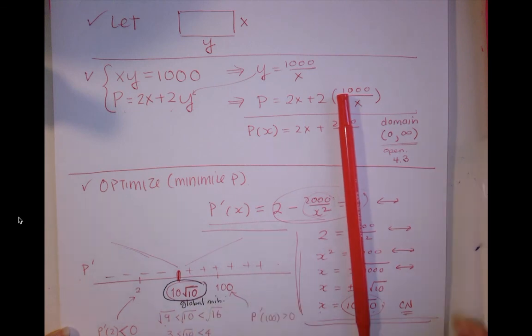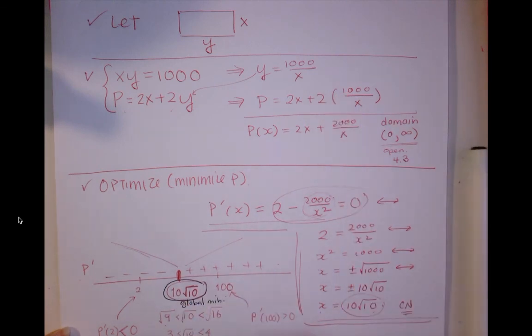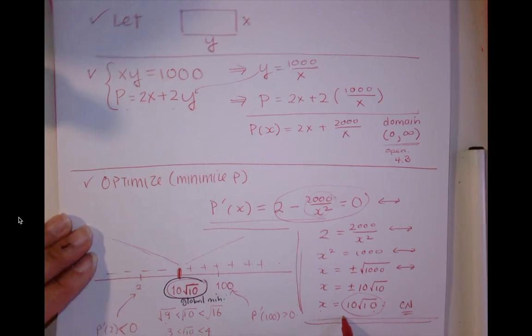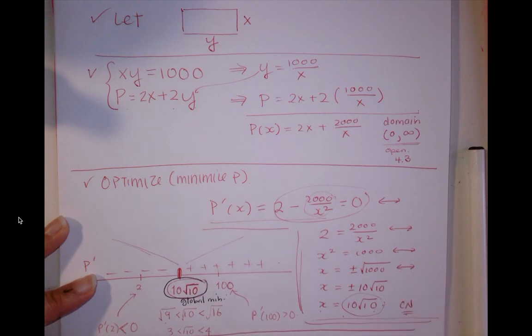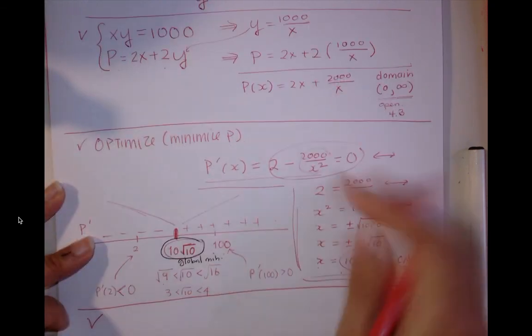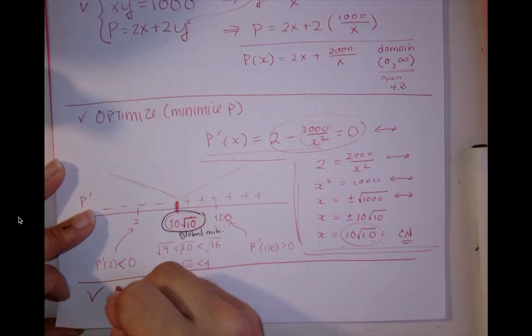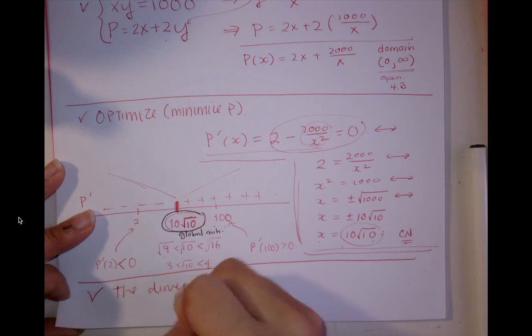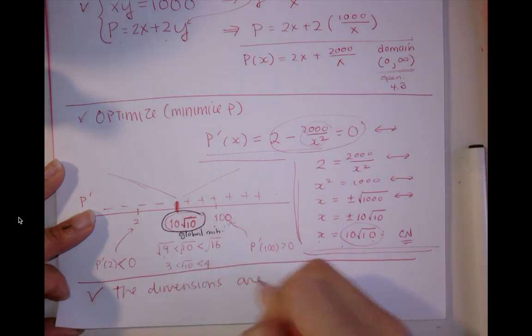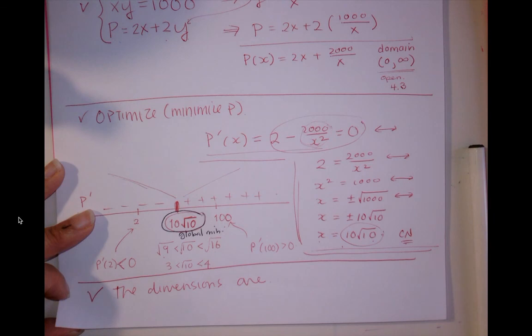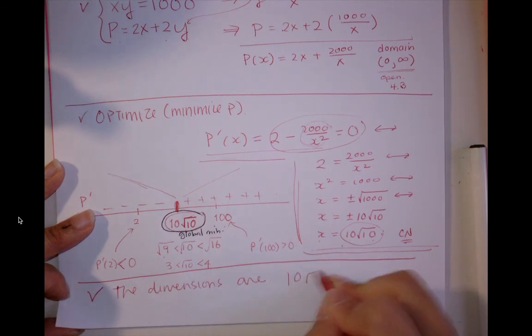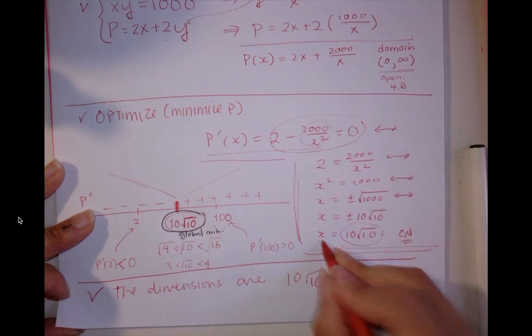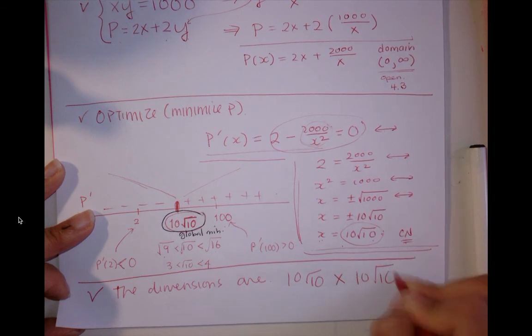Remember, this was the width. So to answer the final question, the dimensions that minimize the perimeter are 10 root 10 by, well, if x is 10 root 10, then y is also 10 root 10. So it's a square. Okay.